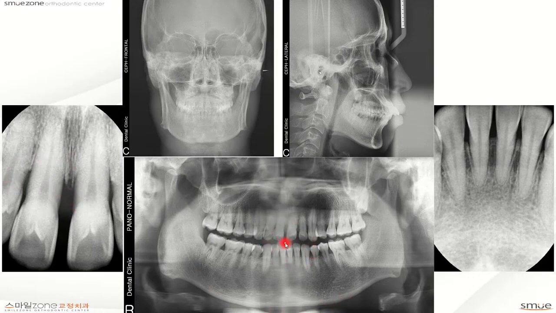As a consequence of him biting, hitting the lingual side of the maxillary anteriors, look at here, the periodontal condition is not good.